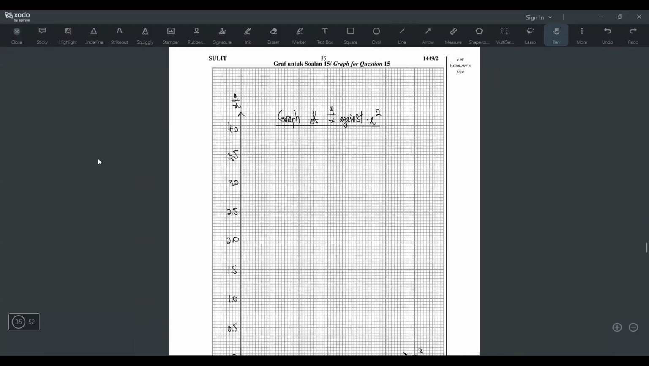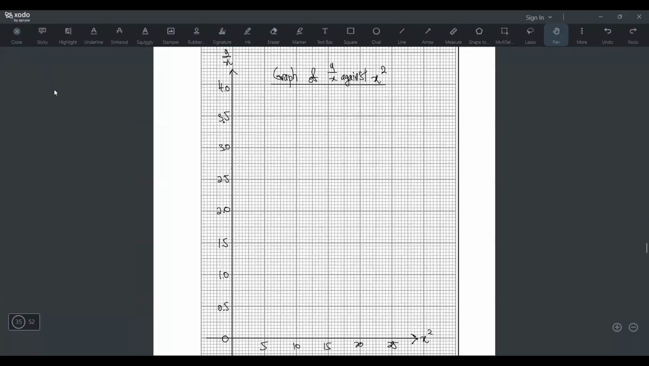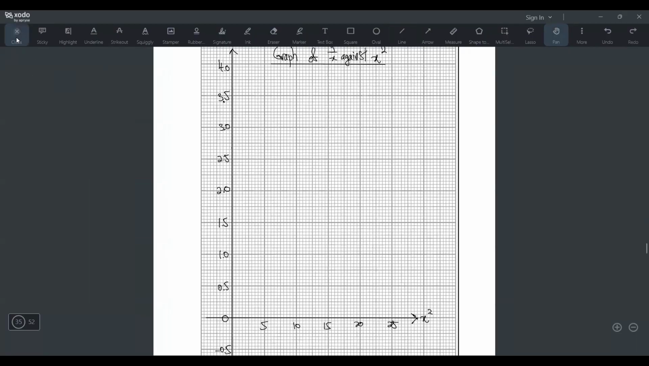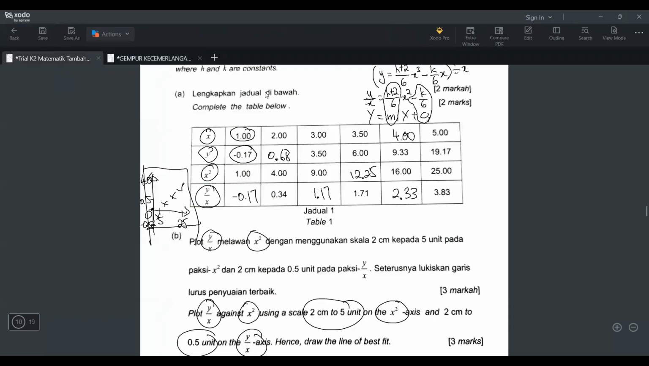Okay, let's make this smaller. Okay, maybe bigger a bit. Okay, like that. Now we can go to the table and start plotting the points. The first point is 1, negative 0.17.